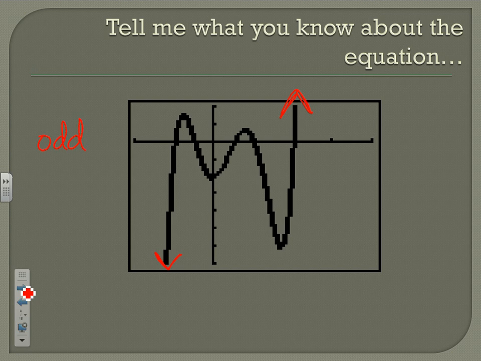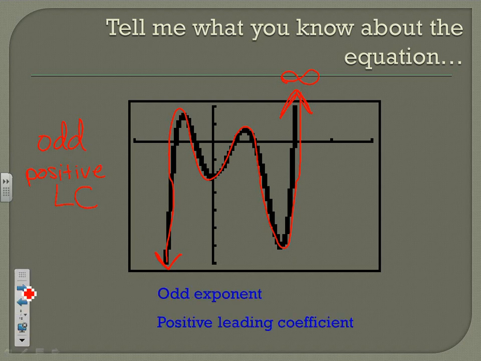And then I have to say, well, is it a positive or a negative leading coefficient? Even though my graph is kind of crazy, going up and down and up and down and up, since it ends up going up, since at the very end it's approaching positive infinity, it's increasing, then we're going to say it's got a positive leading coefficient. So that graph is an odd exponent, but it also has a positive leading coefficient.